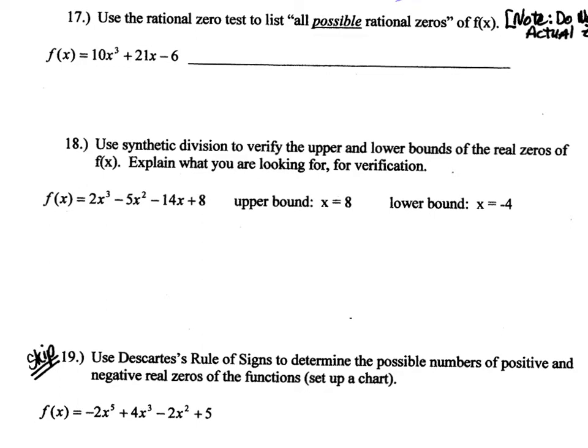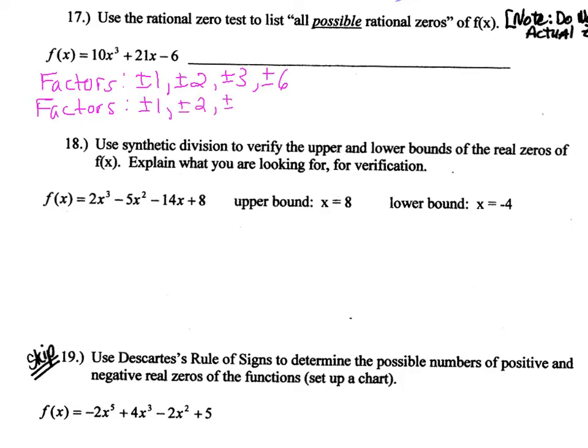In number 17, we need to find the possible rational zeros, but we do not need to find the actual zeros. To find the possible zeros, we first need to list the factors of our constant, which is 6. So the factors of 6 are plus or minus 1, 2, 3, and 6. And then our factors of 10, our leading coefficient, are plus or minus 1, 2, 5, and 10.